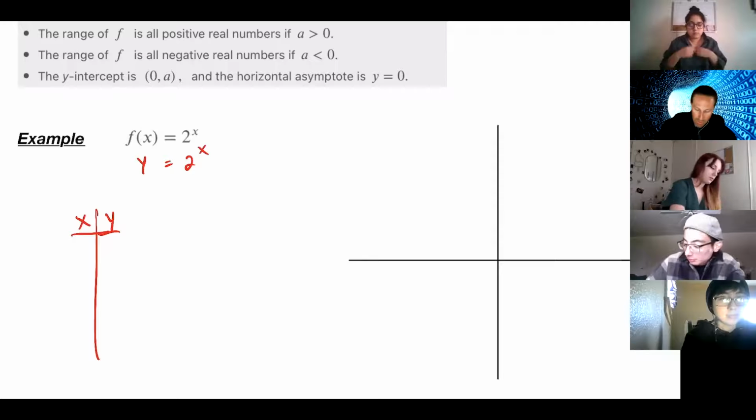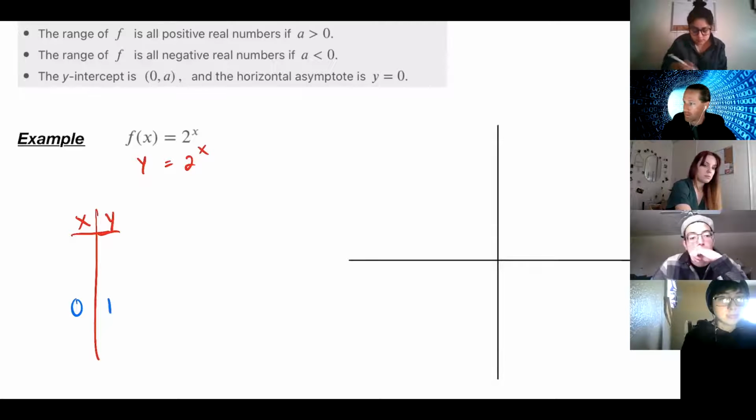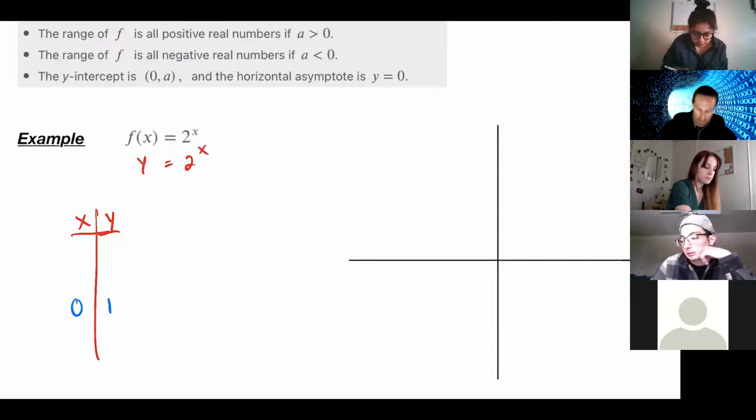So what are some good ones to plug in for X? 0. That's usually our favorite. Now careful, we're plugging in exponents. Remember, these are called exponential functions because the X is in the exponent. And what does anything to the 0 power give us? 1. Very good, Kev. 1. So there's 1 point. 0, 1 right there. Anybody know what it looks like yet?